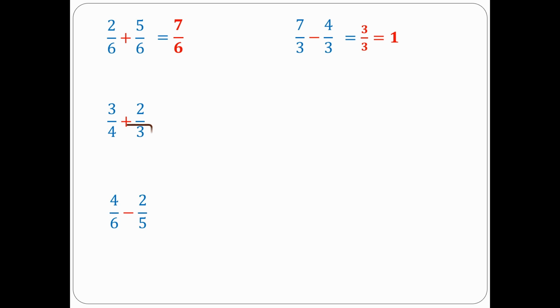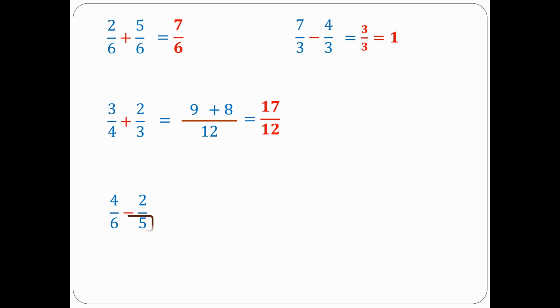First multiply 4 and 3, and this will give you a common denominator of 12. Next is multiply 3 and 3, and 3 times 3 is 9. And then multiply 4 and 2, which is 8. 9 plus 8 is 17. So our answer is 17 over 12. Now how about subtraction? Let's use the same technique.